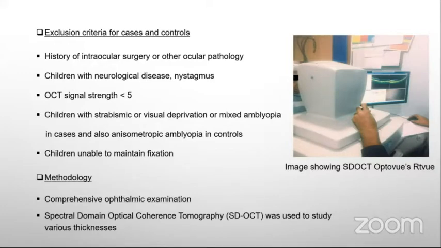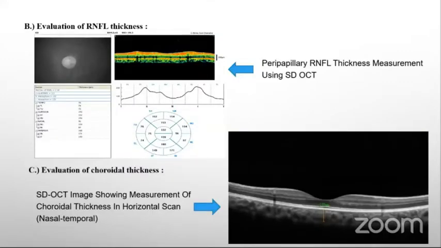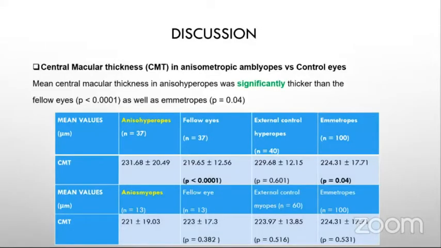Coming to methodology, all children underwent comprehensive ophthalmic examination, and a spectral domain OCT was used to study the various thicknesses. Evaluation of macular thickness was done in all the 9 macular ETDRS subfields. Overall RNFL thickness was taken, and choroidal thickness was measured manually with the help of the inbuilt caliper. Coming to discussion, the mean central macular thickness in anisohyperopes was observed to be significantly thicker than the fellow eyes and emmetropes. However, no significant difference was seen between anisomyopes and control groups.